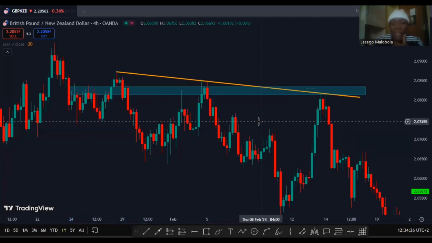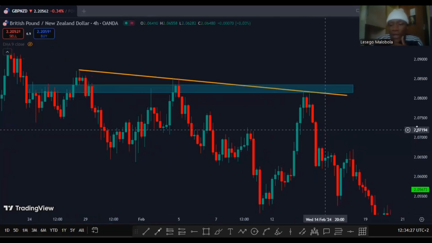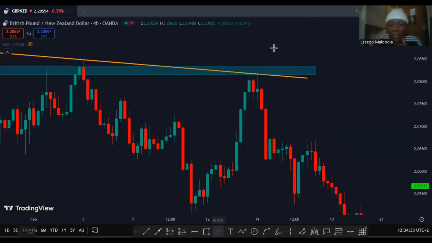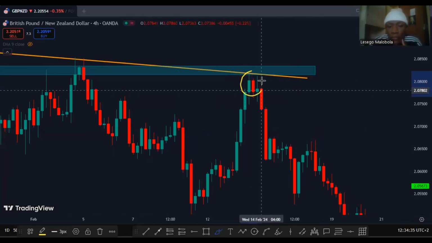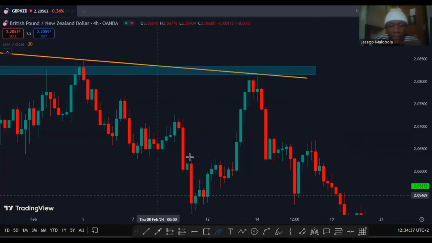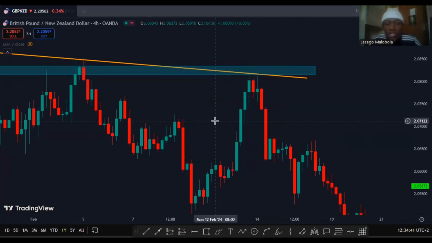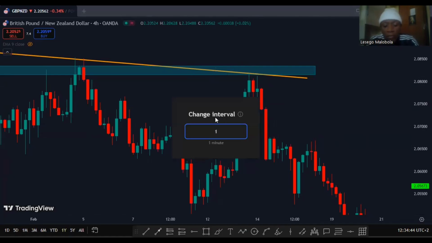So in terms of candlestick patterns on the 4 hour time frame, guys, we do not have any candlestick pattern. Well, we do have an inside bar candlestick pattern, but it's not confirmed because after the inside bar candlestick pattern, price closed with a bullish candlestick. So we're just gonna jump onto the 1 hour time frame and see if we can find anything.